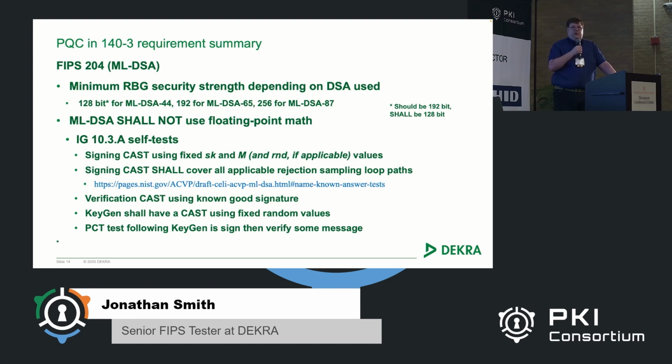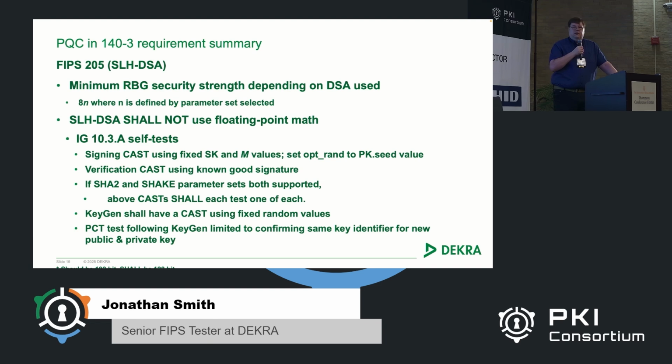ML-DSA, same sort of thing with the random bit generator strength requirements, same thing, don't use floating point math. Kind of similar requirements on the self-tests, although for signing, because they do have a new requirement, you have to cover all the applicable rejection sampling loop paths. They then, from the implementation guidance document, link out to this URL that I just pasted here that spells out in excruciating detail exactly what that means for a given setup. So you're going to have a fairly complicated self-test for this one. But verification self-test is easy. Key generation shall have a known answer test. And then the pairwise consistency is sort of your normal one, just sign and verify something.